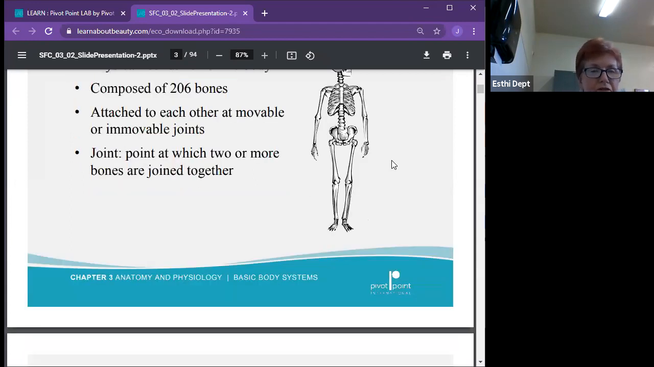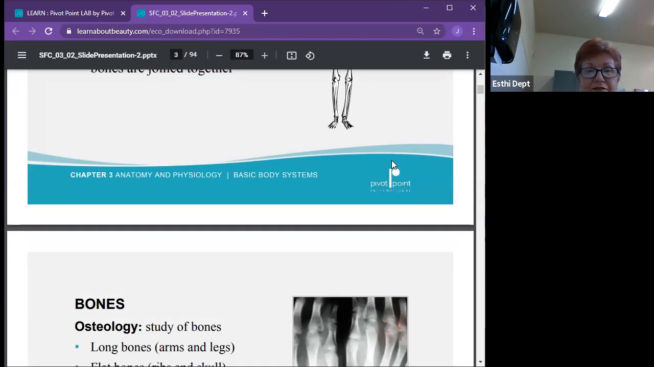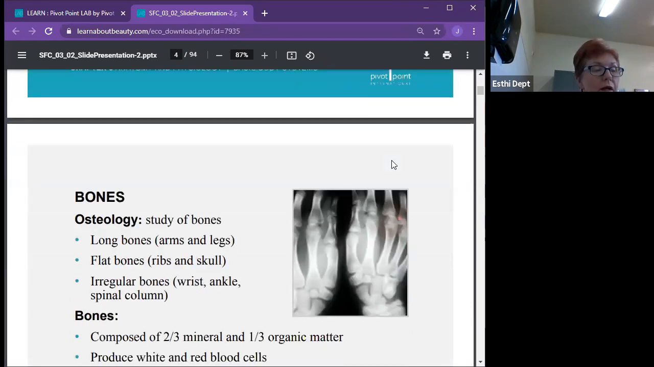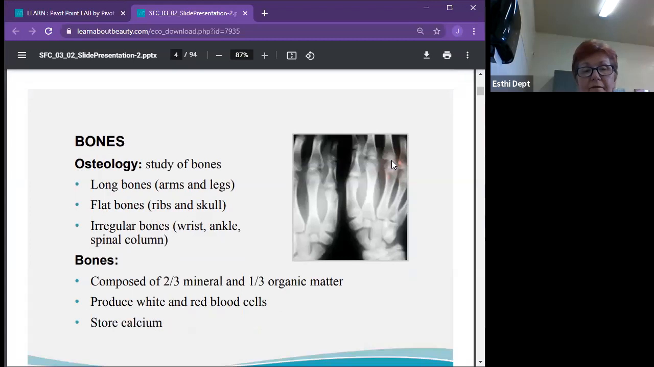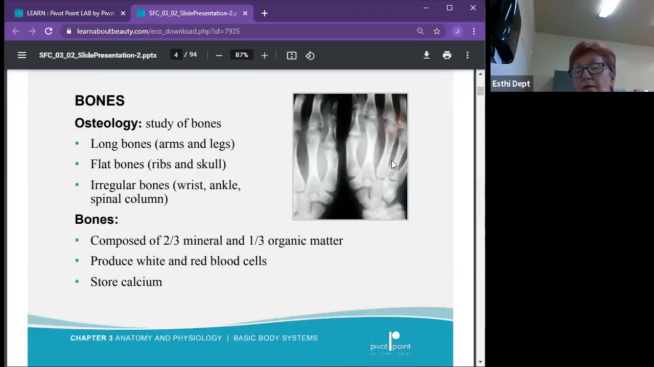All right, it goes through osteology, but it's also going to go through the types of bones that we have. Okay, we have long bones, which are your arms and legs. You have flat bones, which are in your skull and your ribs, and your irregular bones are in your wrist, your ankle, and your spinal column. Now, this is a test question. The bones are composed of 2/3 mineral matter and 1/3 organic matter. Okay, that is the test question. They will produce white and red blood cells, and they store calcium.